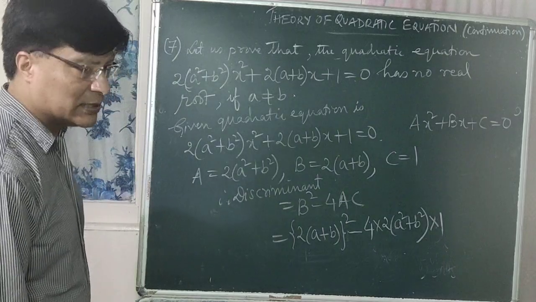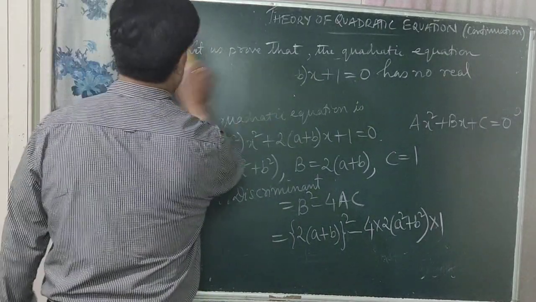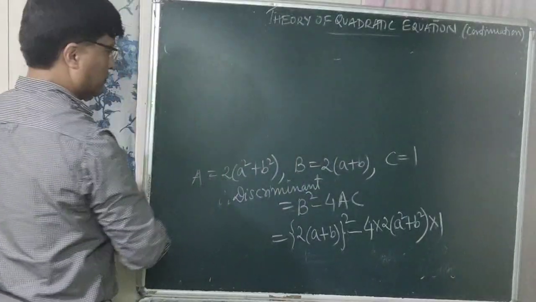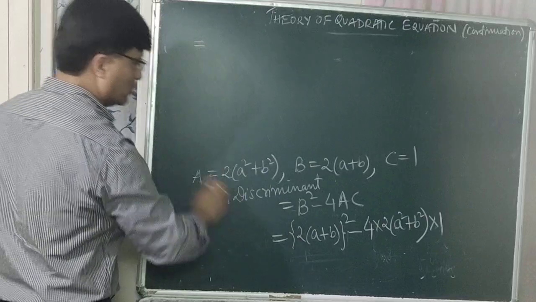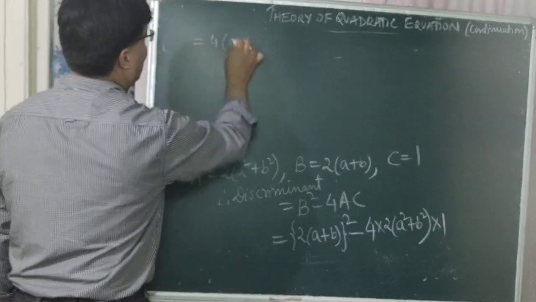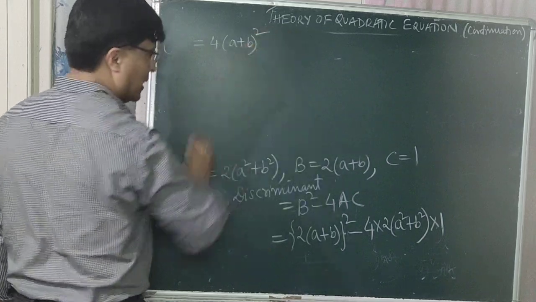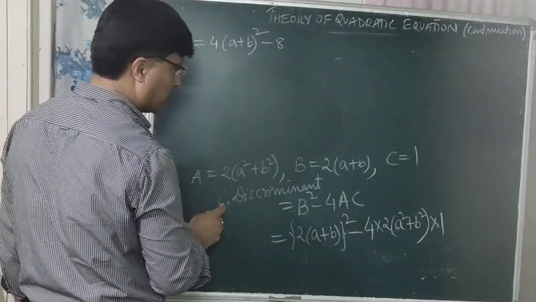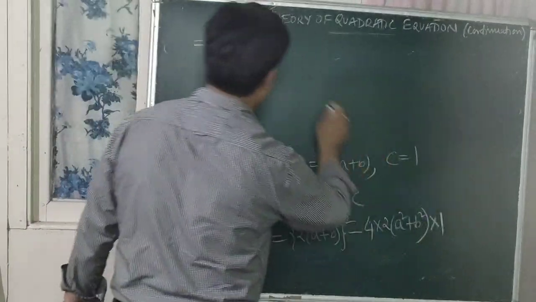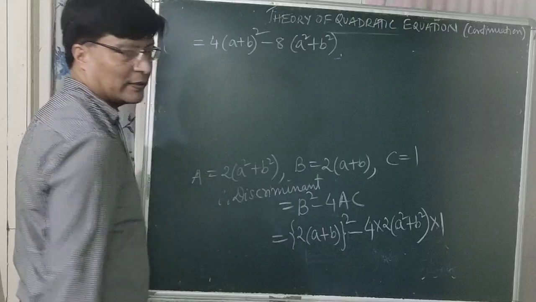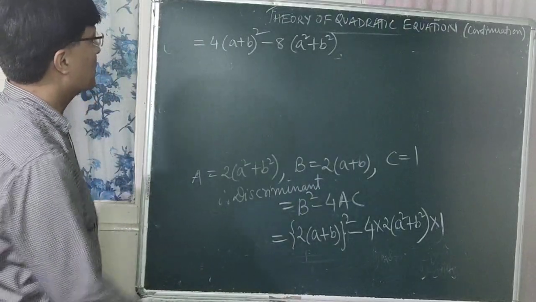Now let us simplify it. Which is equal to 2 whole square, 4, and it is 4 into (a plus b) whole square minus 4 into 2 into (a square plus b square) into 1, is a square plus b square. Is that clear?